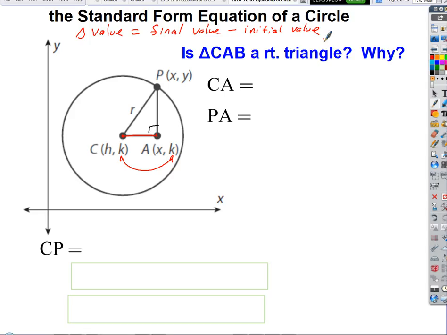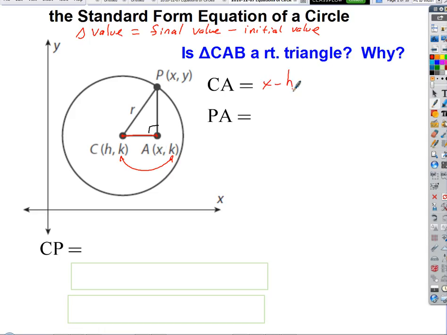Okay, what if you start the month with $200 in your account and finish the month with $100 in your account? What's the change? Negative 100, and the negative is actually important, right? That means it went down, because it's the final value, 100, minus the initial value, 200, which would give you a negative answer. So what are we going to get here? If we're starting with an x value of h and ending with an x value of x, what's the change? It's the final value minus the initial value, right? We're starting with h and ending with x, so x minus h.